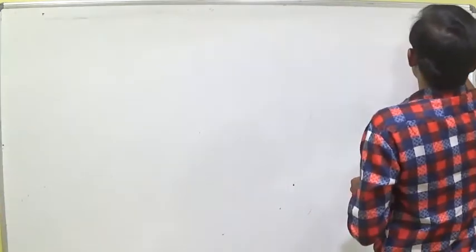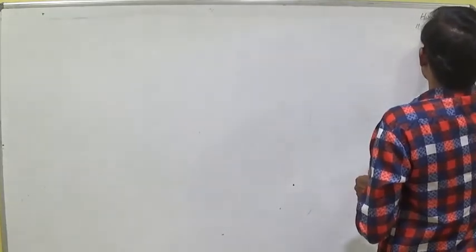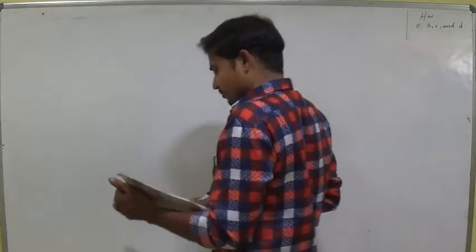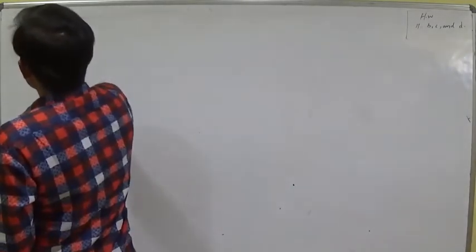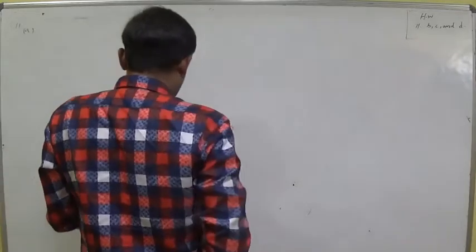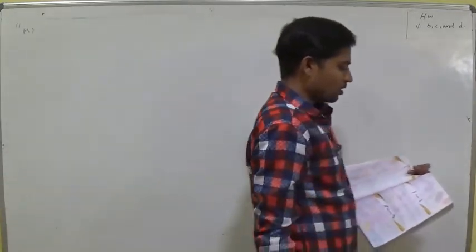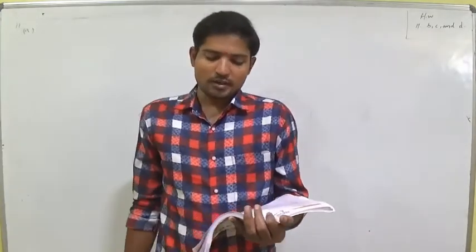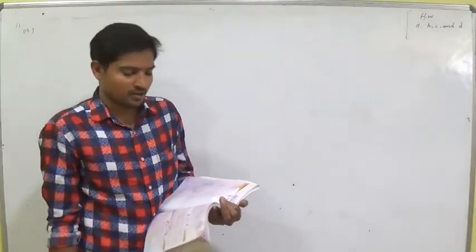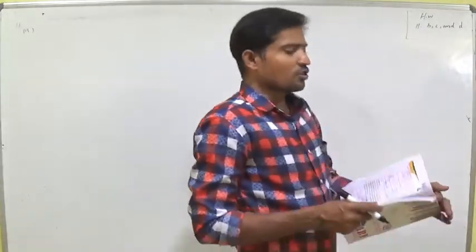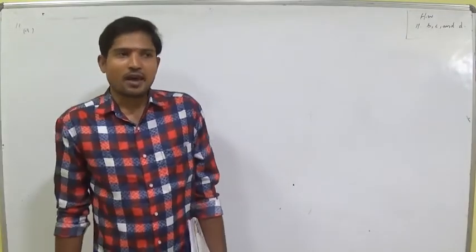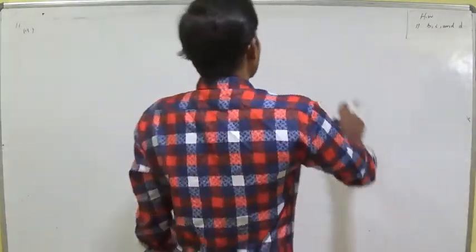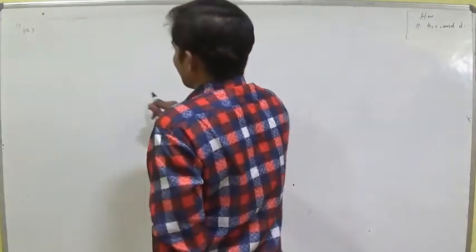Homework is 11th Roman, B, C and D. Next, first one, 11th Roman A: the equation to the polar of the point -2, 3 with respect to the circle x square plus y square minus 4x minus 6y plus 5 equal to 0. Equation to the polar is S1 equal to 0.